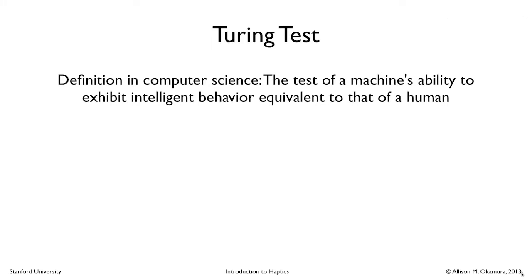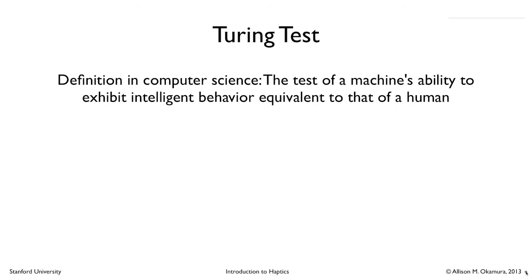The Turing test has a definition in computer science. It's the test of a machine's ability to exhibit intelligent behavior equivalent to that of a human. And the classic Turing test is an example of a computer. You might be talking to it, and it's responding to you in ways that try to make you think that it's a real person rather than a computer providing those responses.